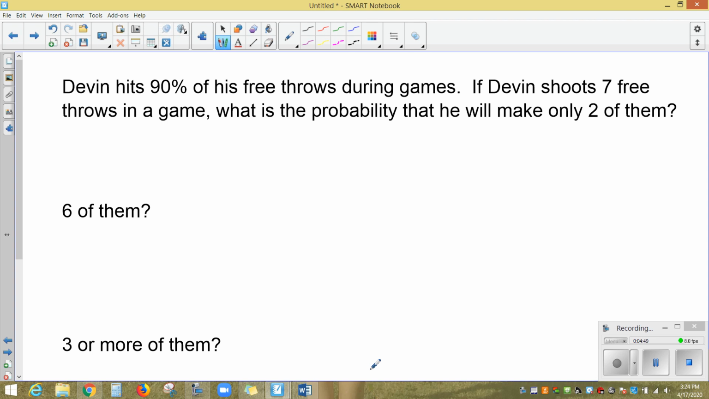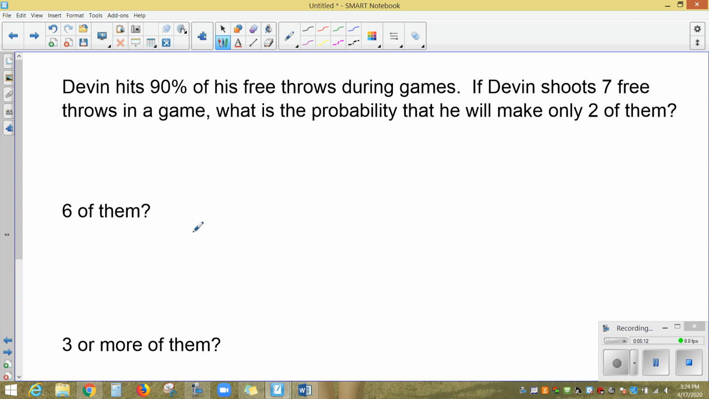Let's say that we've got a player. When I taught at Coffeyville, we had a men's basketball player that was in the 90% range with his free throws during the game. If Devin were to shoot 7 free throws in a game, I want to know the probability that he'd make only 2 of them. So exactly 2 and only 2.